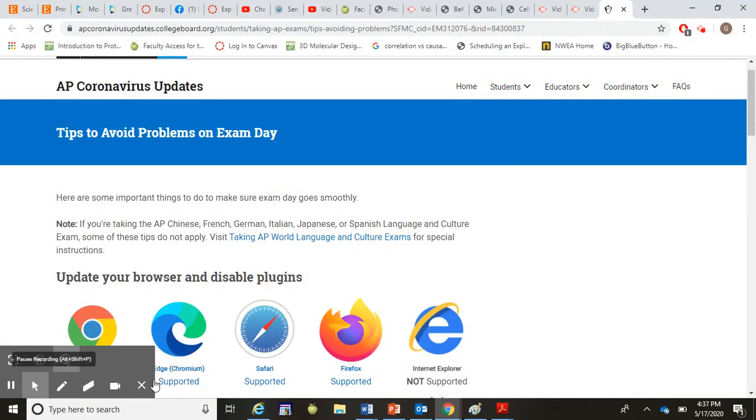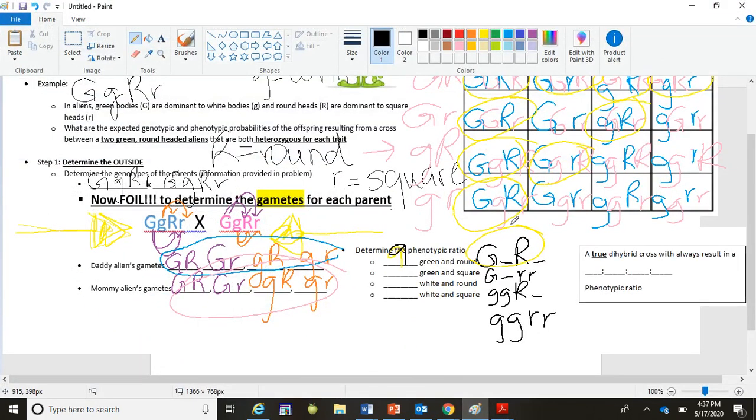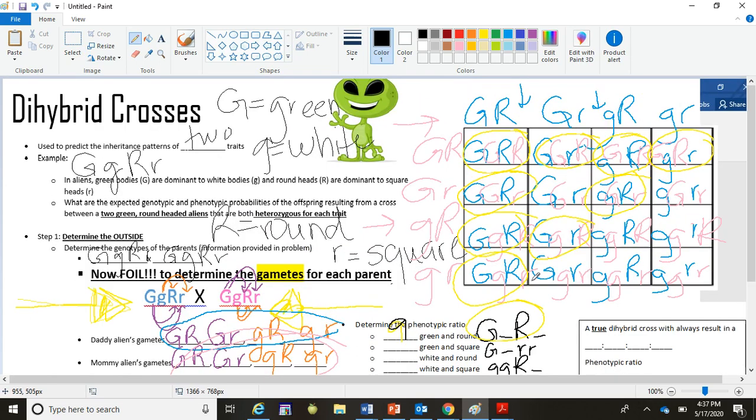Okay, so now we're going to see how many are green and square, meaning they have at least one capital G and two lowercase r's because they're showing the recessive trait for head shape. So green and square, I'm going to make that one this color. And we'll say, okay, one capital G and two lowercase r's. Okay, that one. One capital G and two lowercase r's. And then one capital G and two lowercase r's. So there are 3.